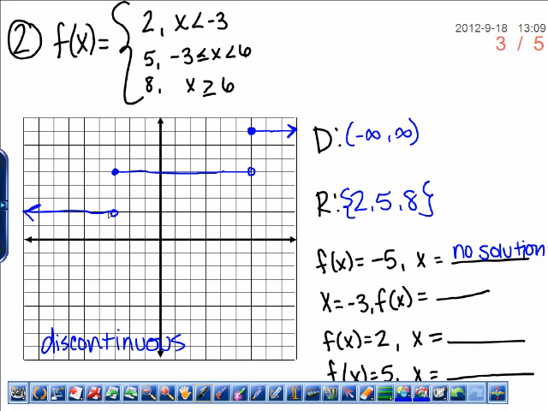Okay? All right. When x is equal to negative 3, what is f of x? 5. There's an open circle at 2 and a closed circle at 5, so it's got to be 5. If f of x equals 2, what are my x values? Very good. When f of x equals 5, what does x equal? Very good.